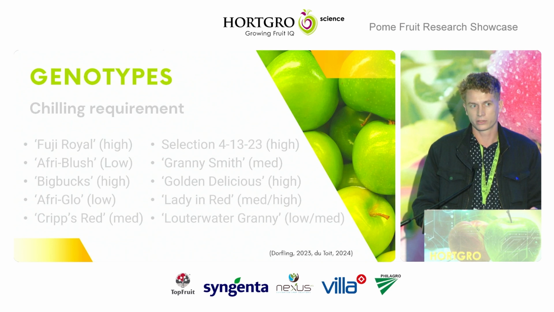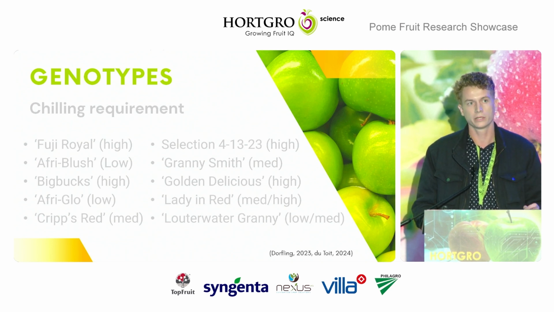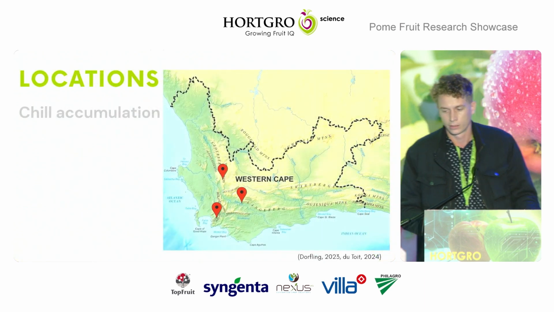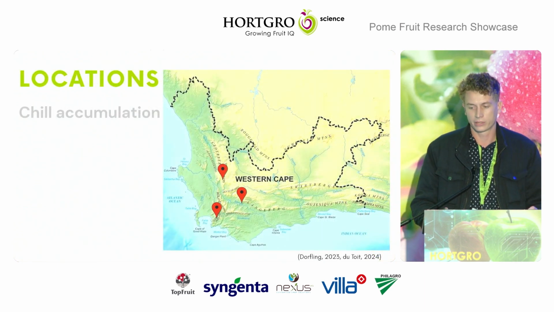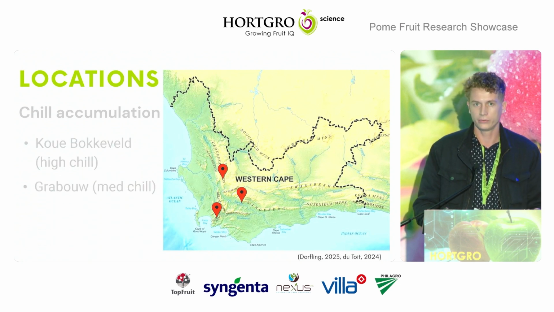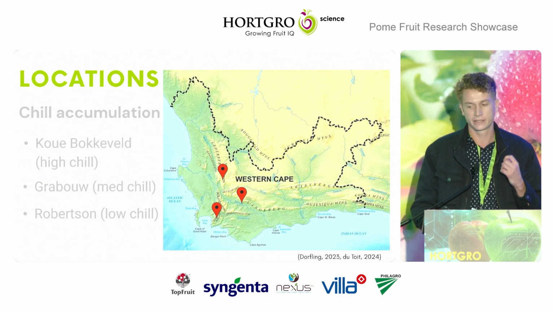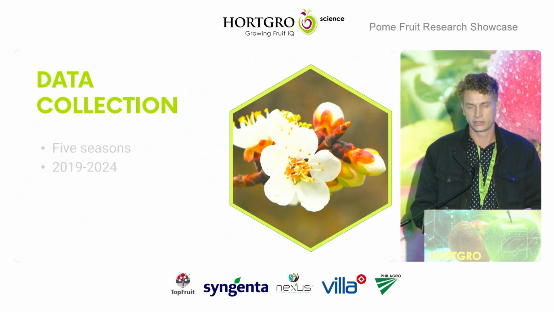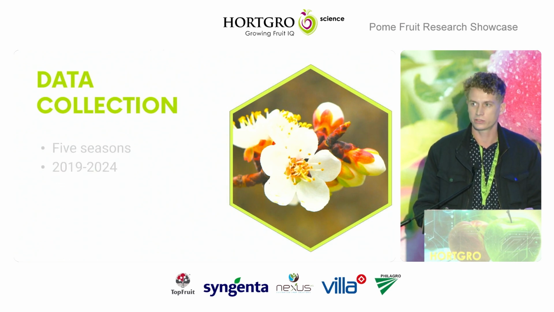These trials were planted in a randomized complete block design and a split plot design in order to incorporate a chemical rest-breaking agent treatment. The trials were planted in three different locations, the Bokkenveld, Grabouw, and Robertson, and these areas have also been specifically selected due to their diverse chill unit accumulation. The data was collected over a period of 5 seasons from 2019 to 2024.